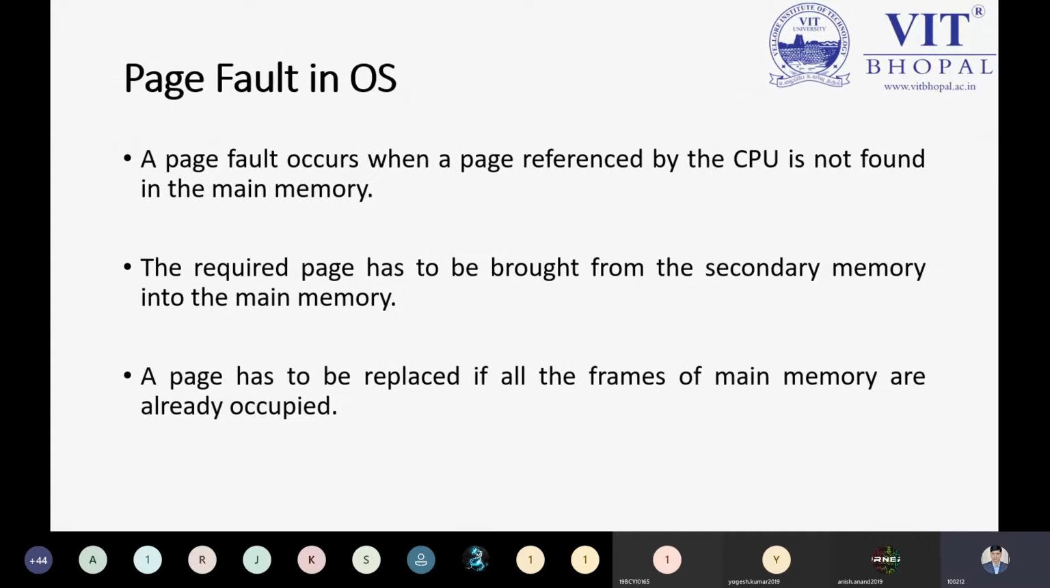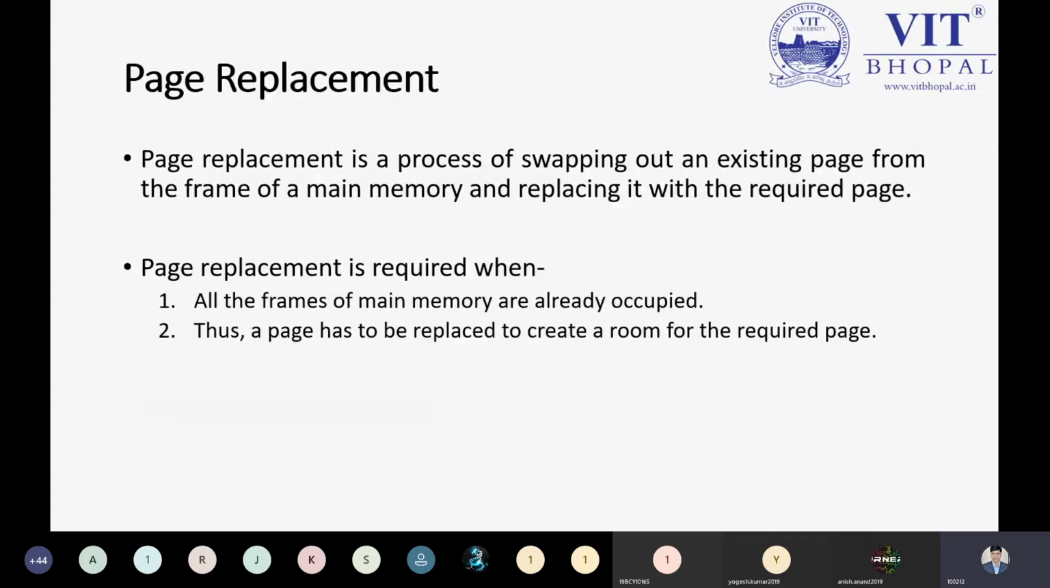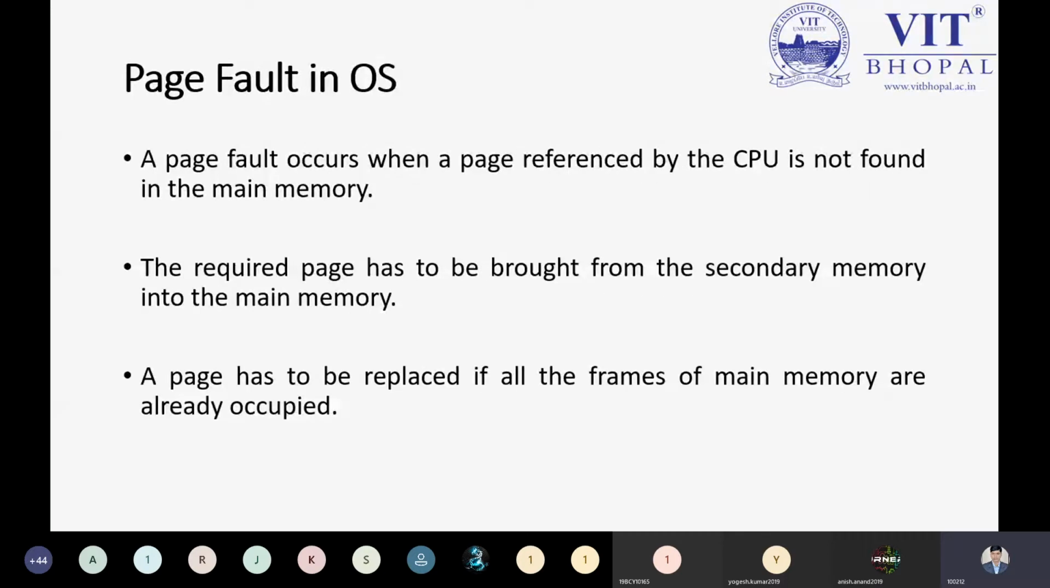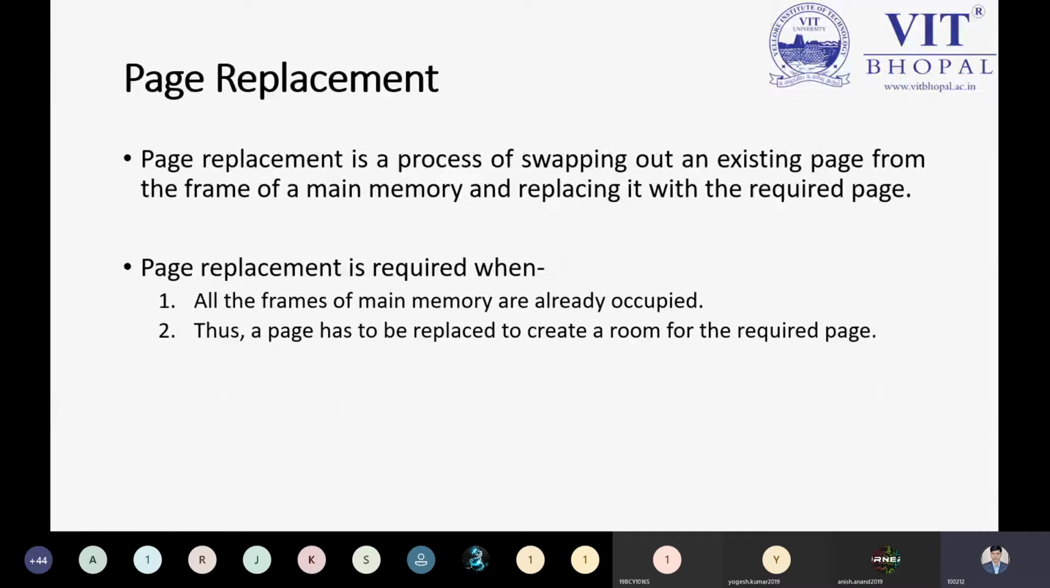Now, these two terms should be clear to all: page fault and page replacement. If this is clear to all, then we have the algorithm part. Algorithm is not really an algorithm, it is basically a technique, a process of how to manage all the things, and we have the numerical part which we will see. Is this clear to all, the page fault and page replacement concept? If there is any doubt, you can ask me.